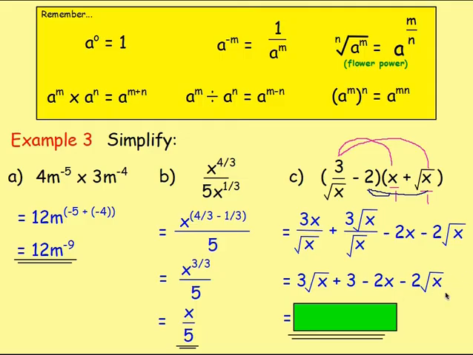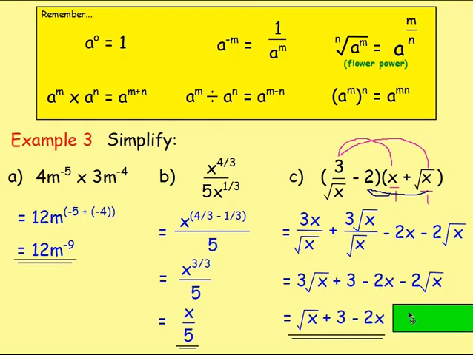From there, gather your like terms. So we've got root x's. How many root x's do we have? Well, we've got 3, and then we're taking 2 away. 3 take away 2 is 1, so we're left with 1 root x. We still have that plus 3. There's no other numbers just on their own to add or subtract. And number of x's, we've got the minus 2x. So that will be it simplified fully.